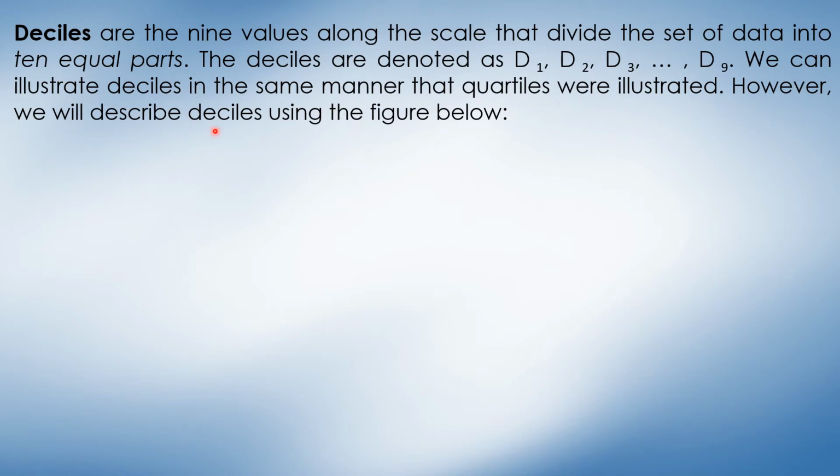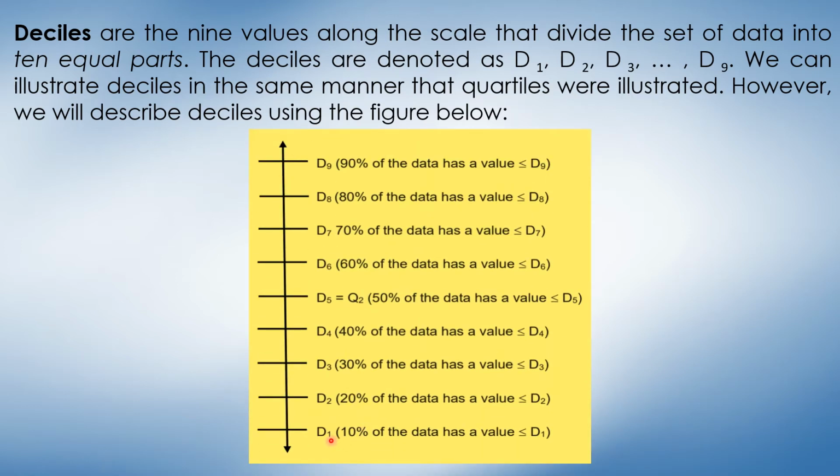However, we will describe deciles using the figure below. So you can see here the illustration of the deciles. First decile means 10% of the data has a value of less than or equal to the first decile. Second decile means 20% of the data has a value of less than or equal to the second decile, up to the 9th decile, which means 90% of the data has a value of less than or equal to the 9th decile.